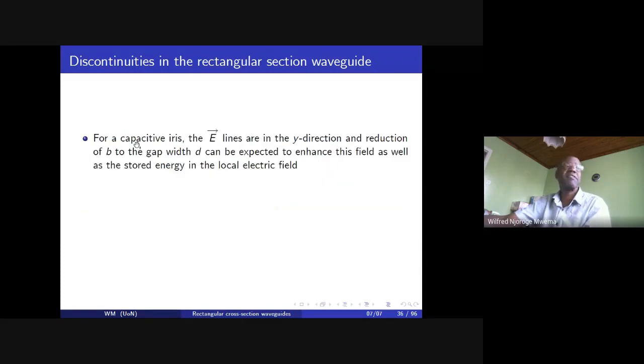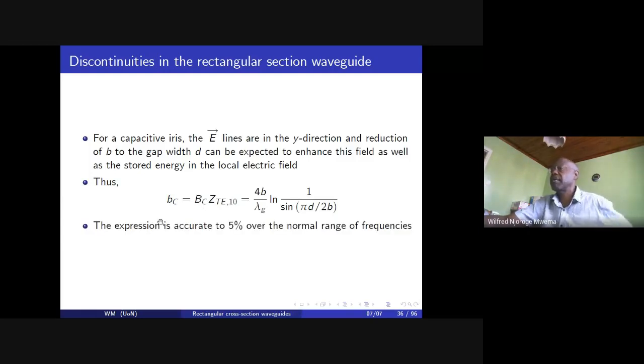So the guide being designed such that only the dominant mode propagates, the cutoff modes will be localized near that iris. So for a capacitive iris, the E lines are in the Y direction, and the reduction of b to the gap width d can be expected to enhance this field, as well as the stored energy in the local electric field. And thus we can have a capacitive susceptance B_C, normalized to Z_TE10, equal to 4b/λ_g times the natural log of 1 over sine of πd/2b. This is from a detailed analysis, not from the simple thing we have just shown. The detail is not important for us now. This expression is accurate up to 5% over the normal range of operation of the guide, which we have seen is from the cutoff frequency to the cutoff frequency of the next higher mode.